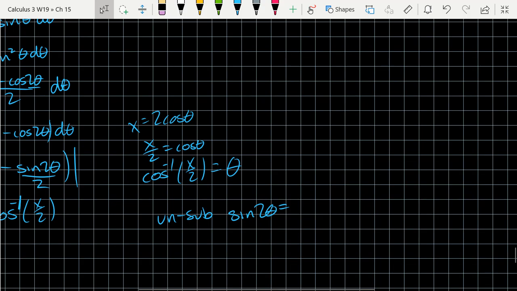Is this 2 sine theta cos theta? Anybody remember from trig class? Or is this in your textbook? Oh, I have the textbook. Why am I asking you? Let's see what we got.